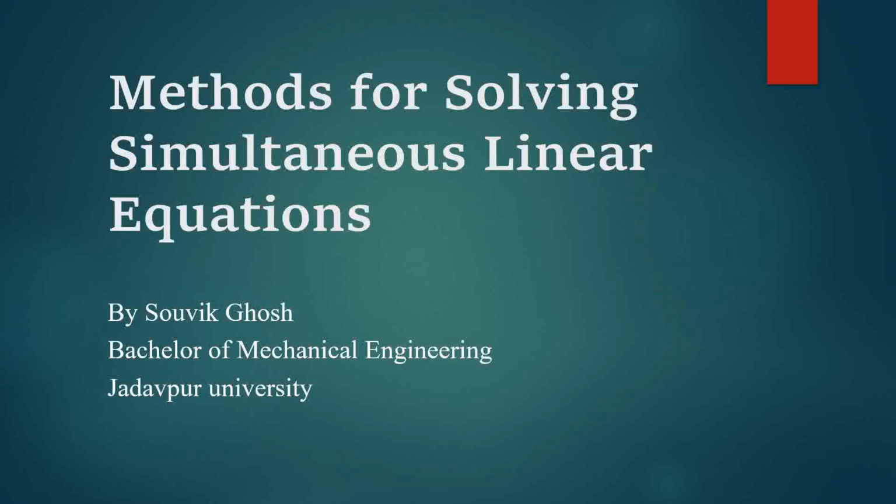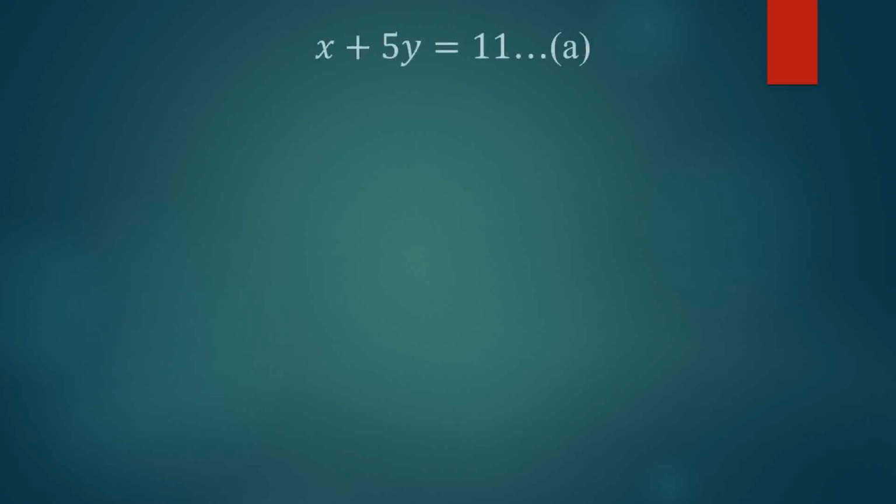Today we will learn the method for solving simultaneous linear equations. For that, we will consider two equations, one of which is x plus 5y equals 11 and the other is 8x minus 3y equals 2. We label them as A and B respectively.